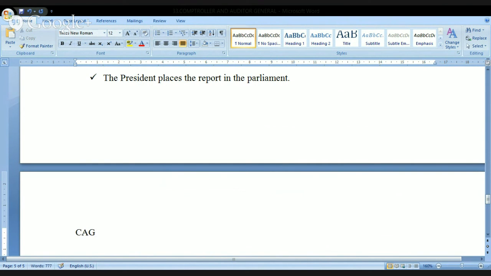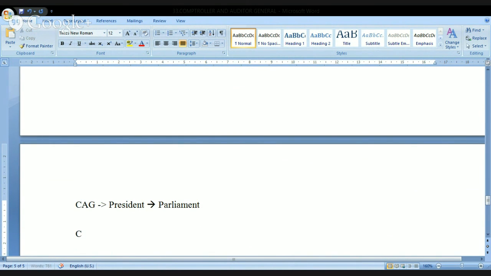The CAG is submitting the report to the president. Hope you are getting. That's it. And what does the president do? President will place the report before the parliament. That's it. Finish. Similarly, when it comes to the state governments, the CAG is submitting the state government report to the governor. Got it? And the governor will place the report before the state legislature. That's it. That's the point.